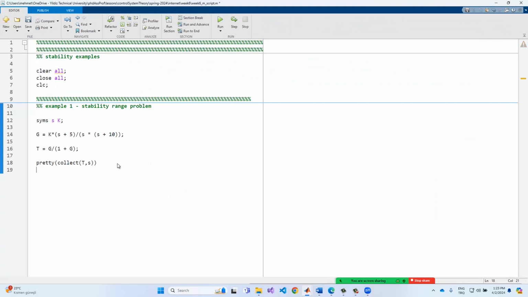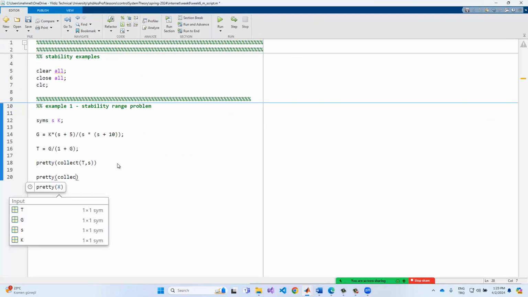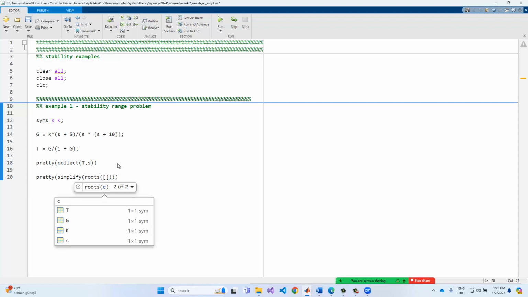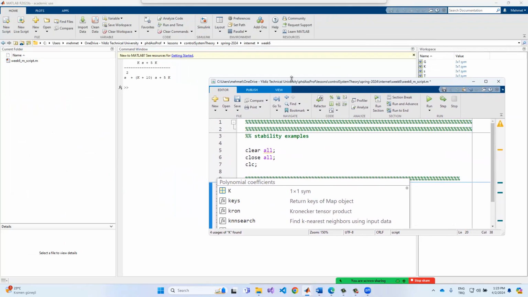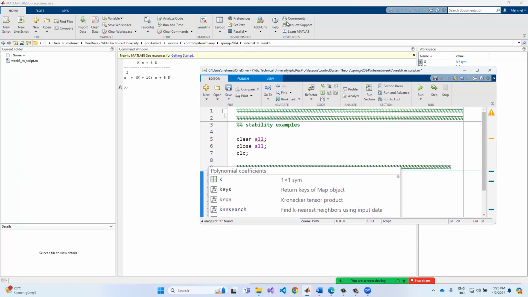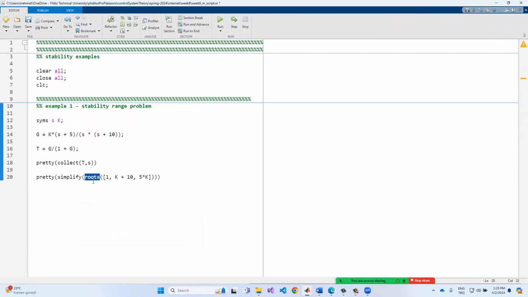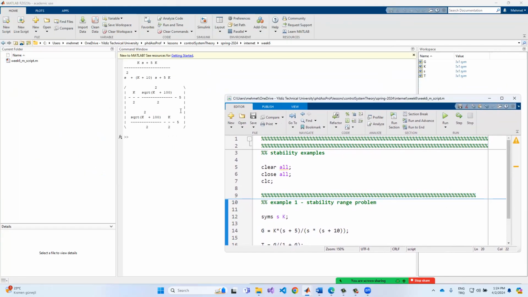And so how can we analyze this system? Firstly, you may use the collect function or the simplify function here, just like this one. Roots of the parameters 1, k plus 10, and 5 times k can be assigned here because they are the parameters of these terms. This function returns the root values of our system, just like this one. Okay, and so these are two roots coming from this closed loop transfer function.